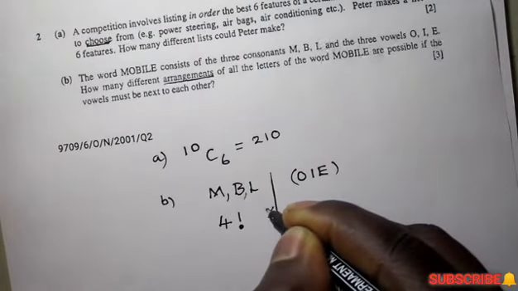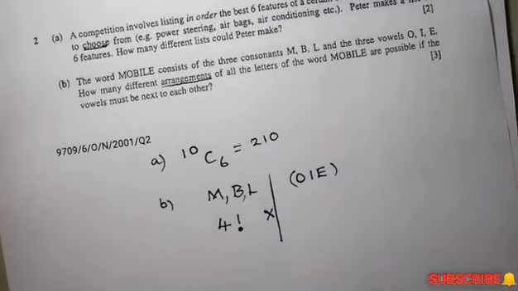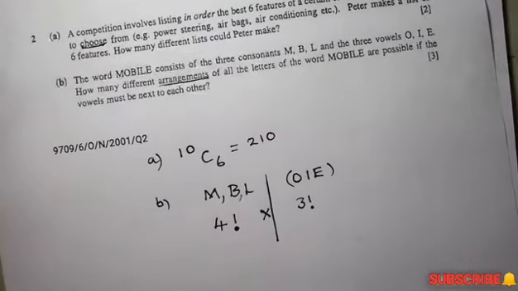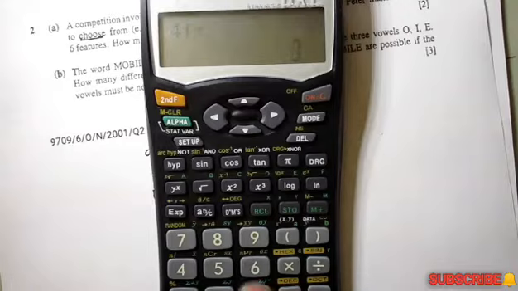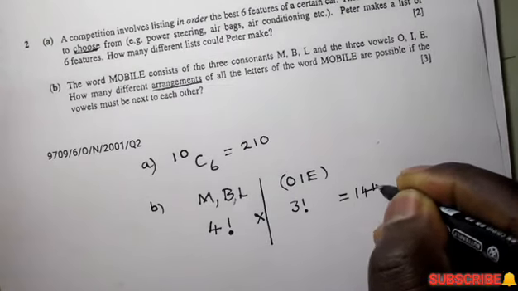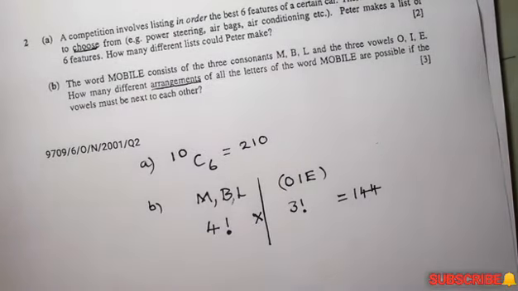Then you have to multiply by the arrangements of O, I, E. In how many ways can O, I, E arrange each other? They arrange in 3 factorial ways. So it's 4 factorial times 3 factorial. So you punch 4, second function factorial times 3, second function factorial, you get what? 144. So 144 is your answer. I hope you are listening, class. Right. Let us move on to the next question.